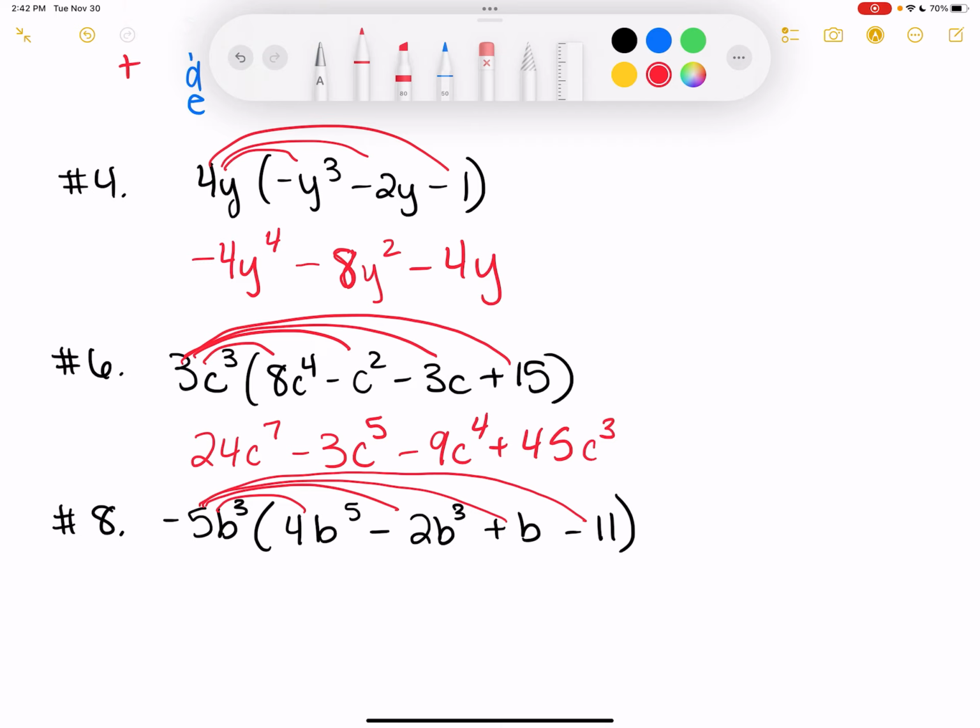I forgot how negatives work. If both are negative, it becomes positive. If one's negative and one's positive, it's negative. So it doesn't matter which order. Right, it doesn't matter.